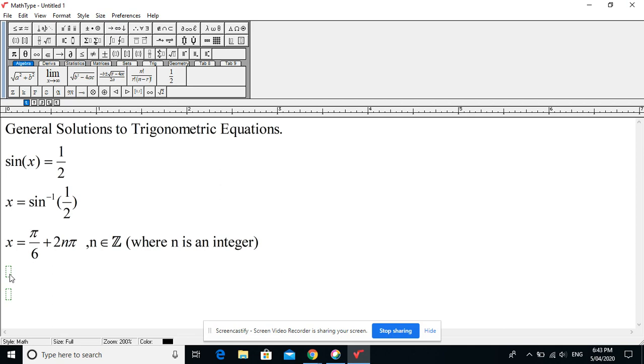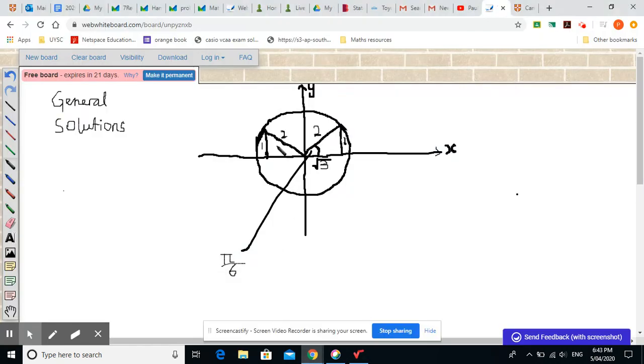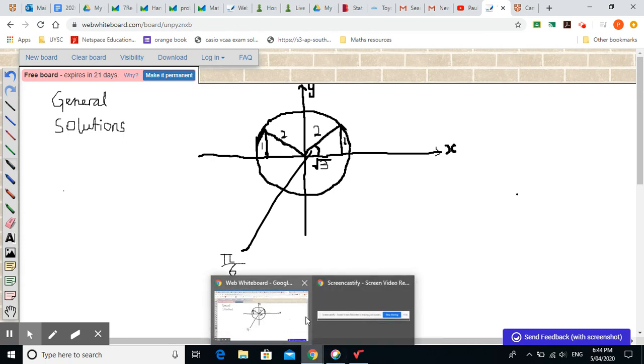Now let's look at the other case where we're trying to find solutions for the triangle on the other side here. As we discussed, it was pi minus pi on 6, then go around 2 pi, and then 3 pi minus pi on 6, then 5 pi minus pi on 6. So you can see the pattern that we're establishing here.